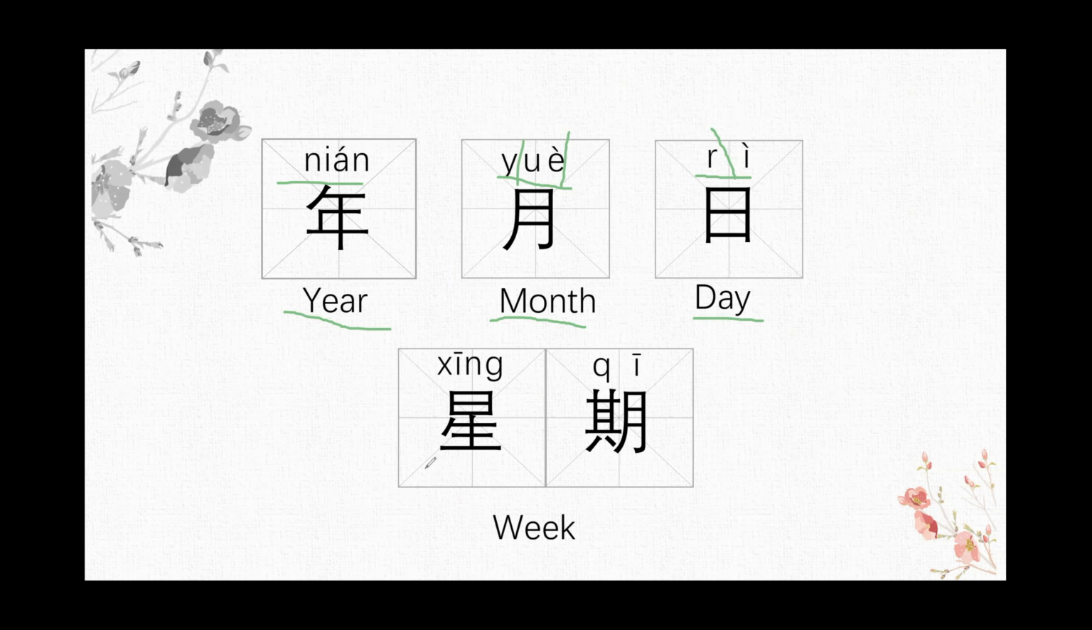And this one is one word, with 2 characters, and it means week. We call it 星期, xīng, 星, 期. You see this one in English phonics, you call it k, right? Q, k, queen. In Mandarin, we call it qi. So 星期 means week.